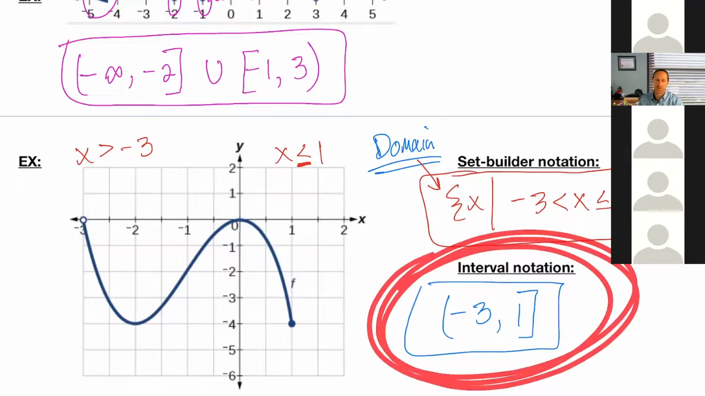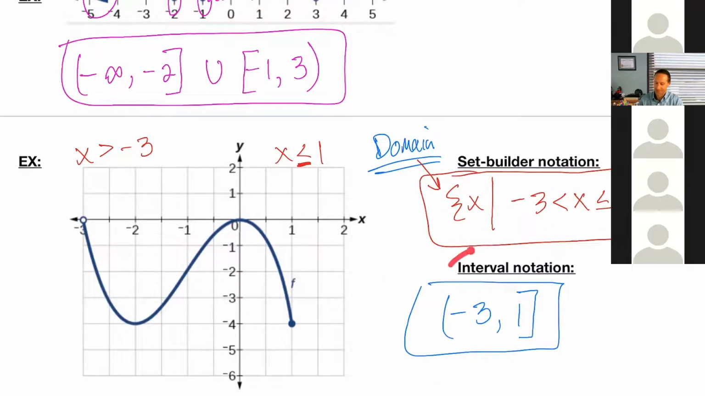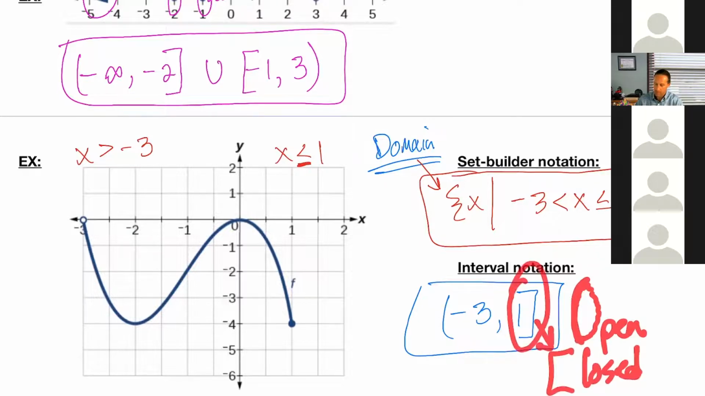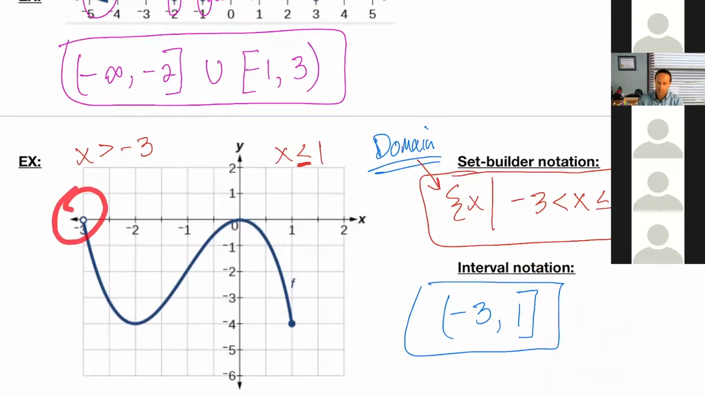Do you guys see why we use interval notation? That's a whole heck of a lot easier, isn't it? Just pay attention to moving left to right on your grid. Or if it's talking about the y's, we'll go bottom to top. It's always smallest to biggest. And then parentheses versus brackets. Open looks like an O. Parentheses. Closed. Open versus closed point.